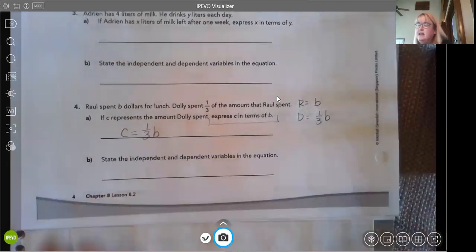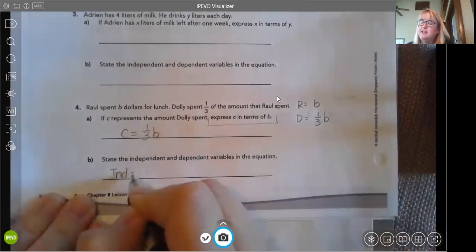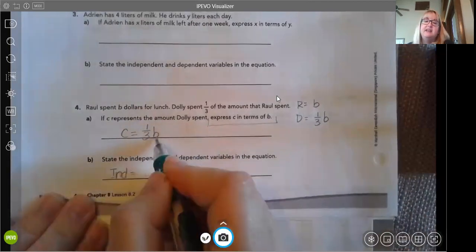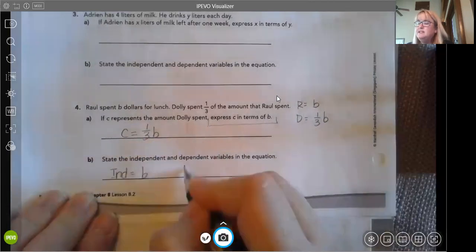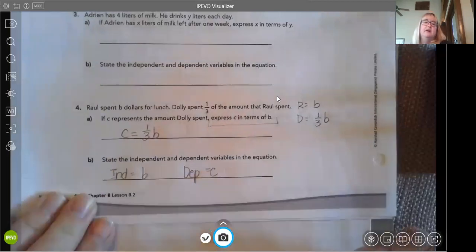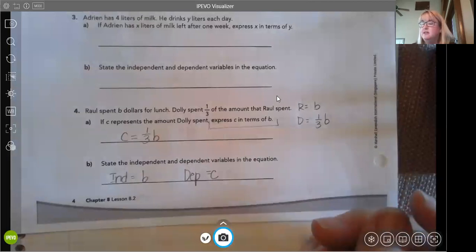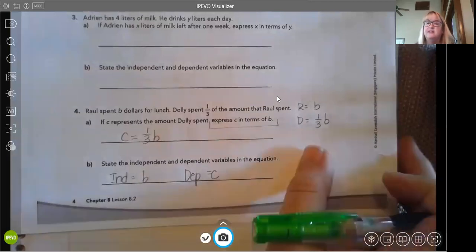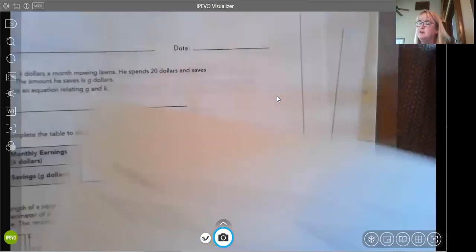State the independent and dependent variables. All right, independent is in the expression, which is B. Dependent is by itself, which is C. All right, so we have written 2 linear equations to represent something going on in a real life problem. Let's look at number 6.